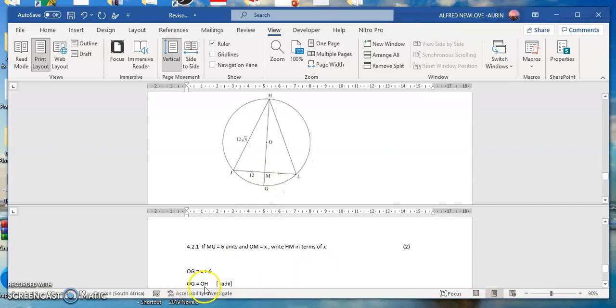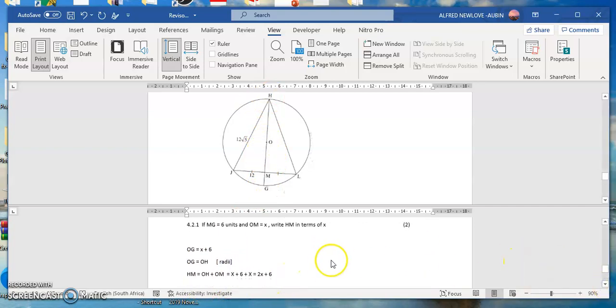But OG is equal to OH, as I've already said. They are radii. So we can say that HM, that is what we are finding, should be equal to OH plus OM. If you want to find HM, it's the same as HO plus OM. This length plus this length is going to give us HM.